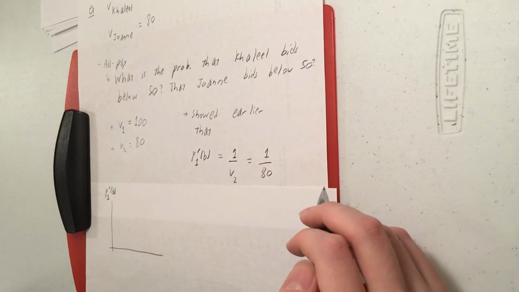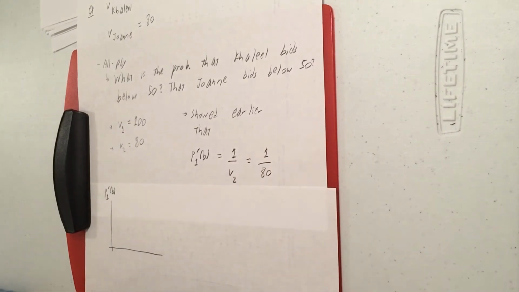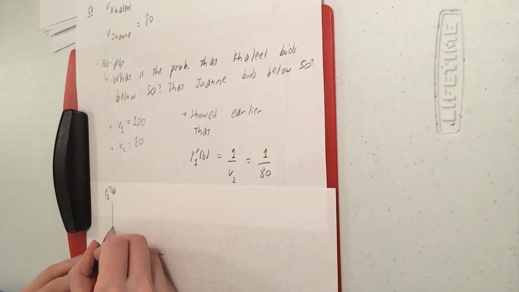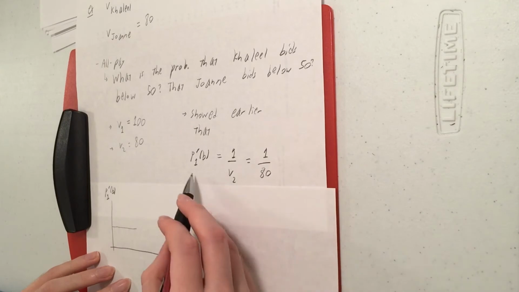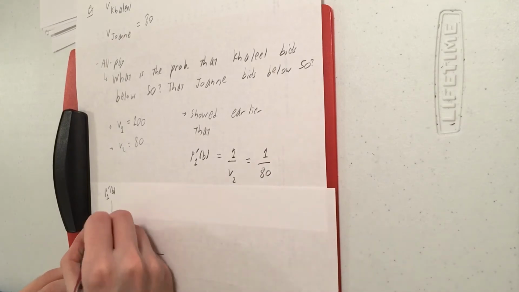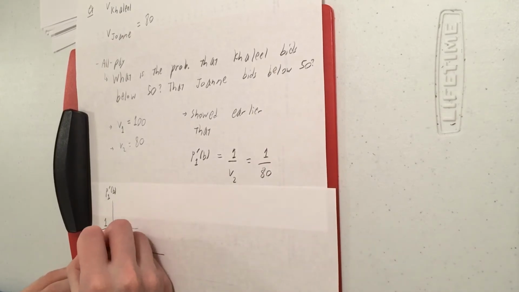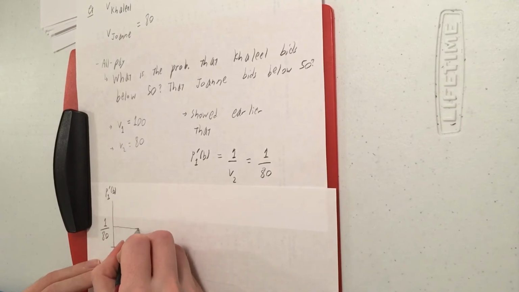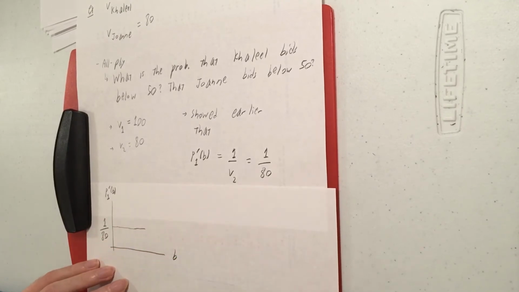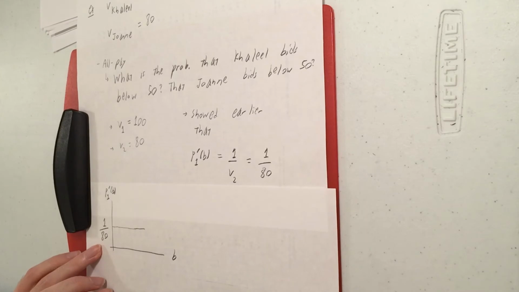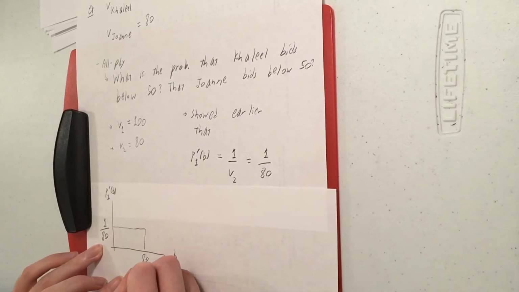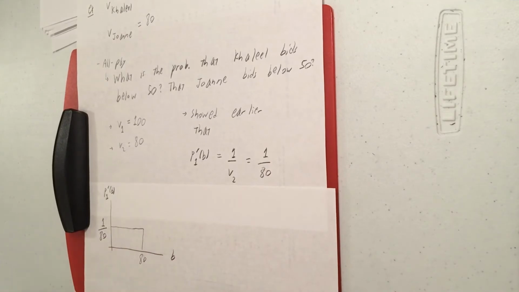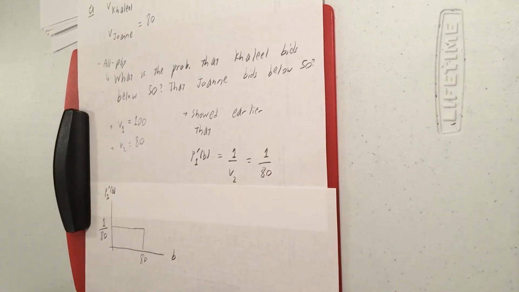It's P prime, not P. So the way the P primes work, the PDFs work, is the probability is the area under the graph. So here P1 prime of B is 1 over 80. So if it has a height of 1 over 80, then the base had better be 80. That ensures that total probability is 1.